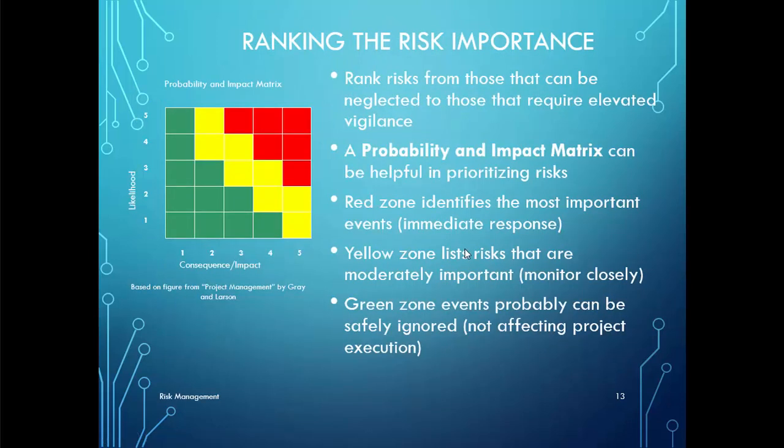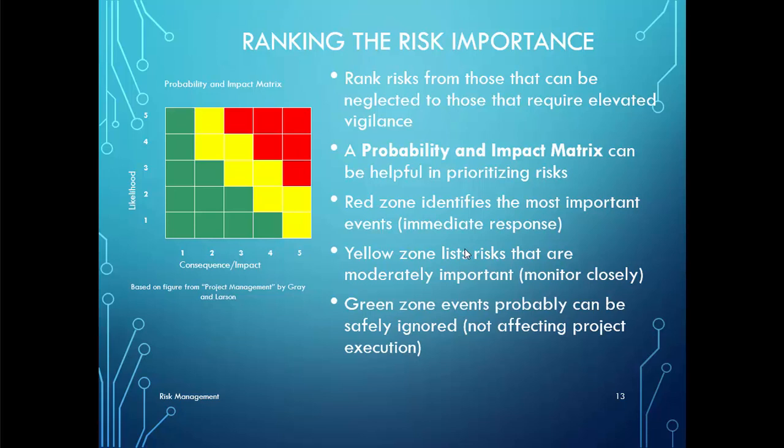We can rank risk importance in a matrix like the one shown in this slide. This matrix is called the probability impact matrix, which can be helpful in prioritizing risk, where it identifies the event probability versus the consequence impact factor. In this matrix, we have three zones. The red zone identifies the most important events, which need immediate attention or immediate response.